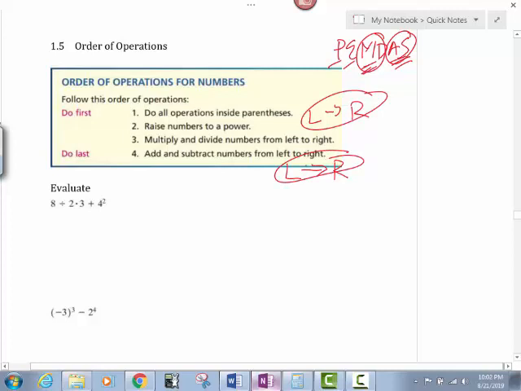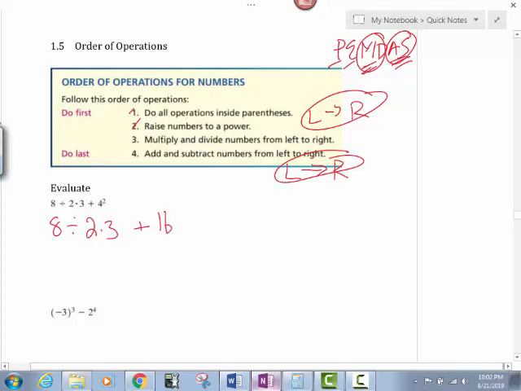So, first problem here, 8 divided by 2 times 3 plus 4 squared. First step, we don't have any parentheses, so we don't need to worry about it. Second step, raise any numbers to a power. Well, we do have an exponent. I'm going to write out the entire problem. 8 divided by 2 times 3 plus. Now, 4 squared is going to give me 16.